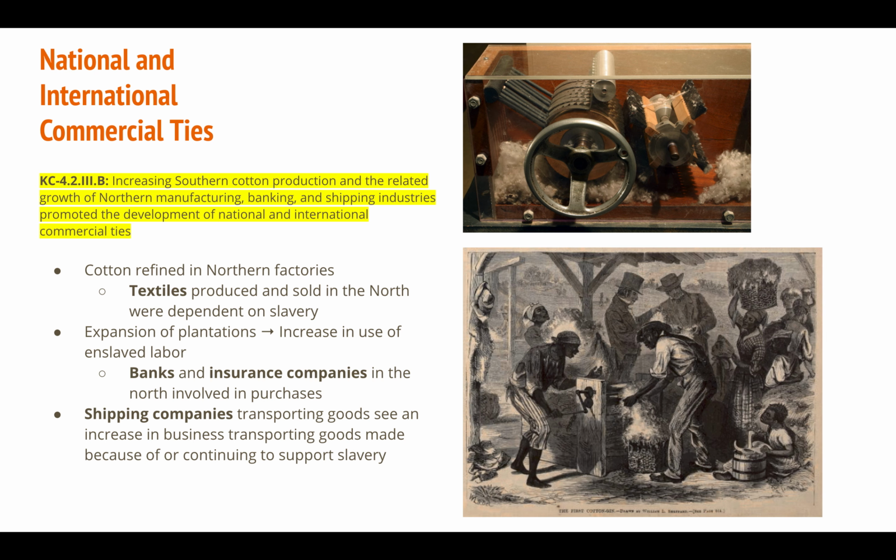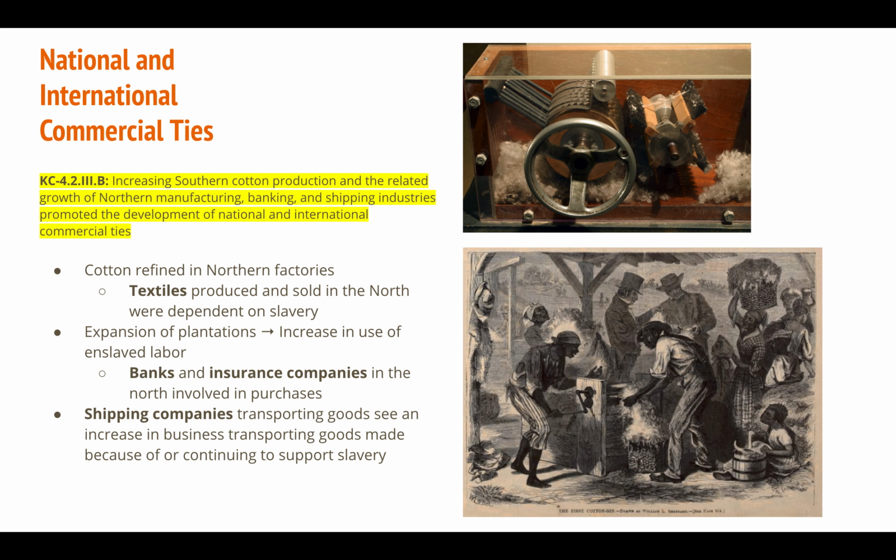All right, so increasing southern cotton production and the related growth of northern manufacturing, banking, and shipping industries promoted the development of national and international commercial ties. We've already talked about how the North and the South were interconnected due to cotton. Cotton was being refined in northern factories. The textile that was produced and sold in the North was dependent on slavery that was extracting that cotton from the plantations. And then as plantations expanded, it also increased the use of enslaved labor.